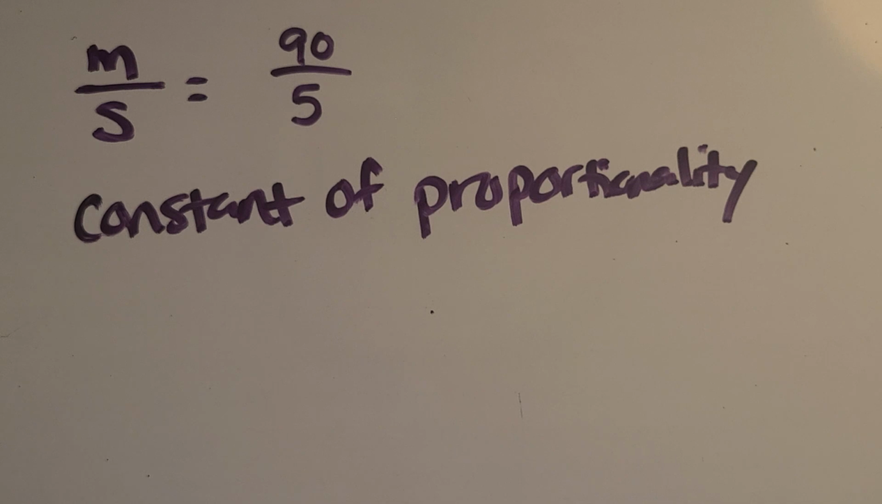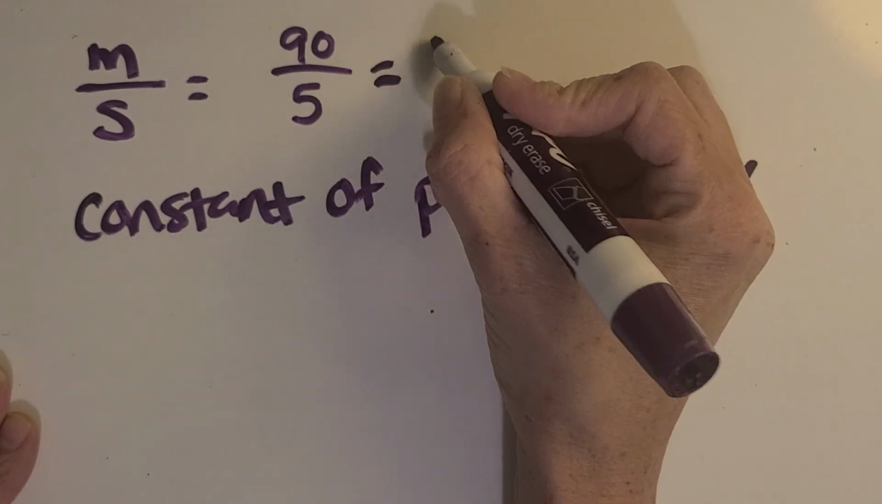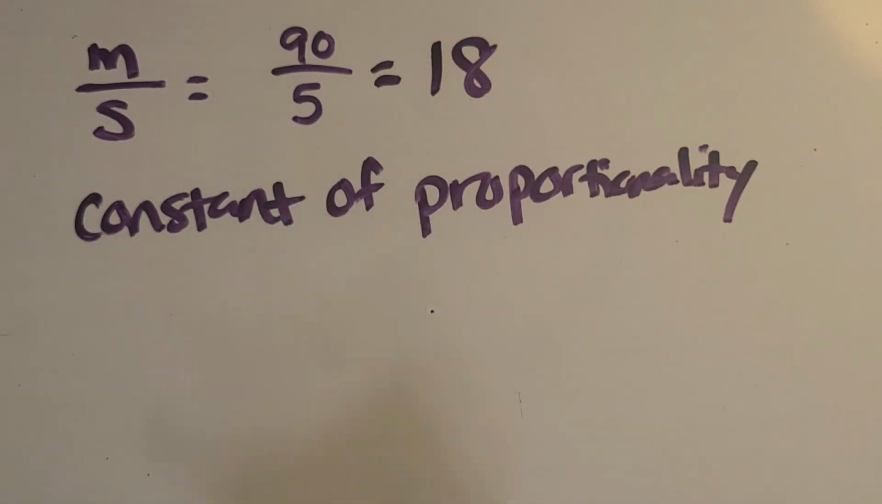So why don't you pause the video and find that constant? All right, you got it. 90 divided by 5 is 18. So that means that we're traveling 18 meters per second. So for 1 second.